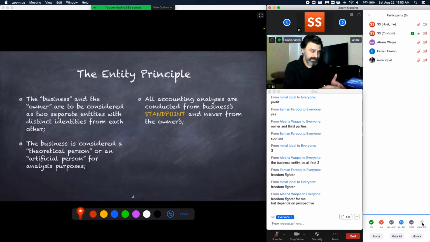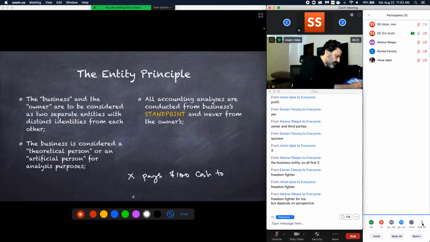So when you have to evaluate transactions, let's say, I'll give you an example over here: person X pays $100 to person Y. Right? Now this is an example of a financial transaction. X pays $100 cash to Y. Do you think this particular transaction is a cash payment or cash receipt?